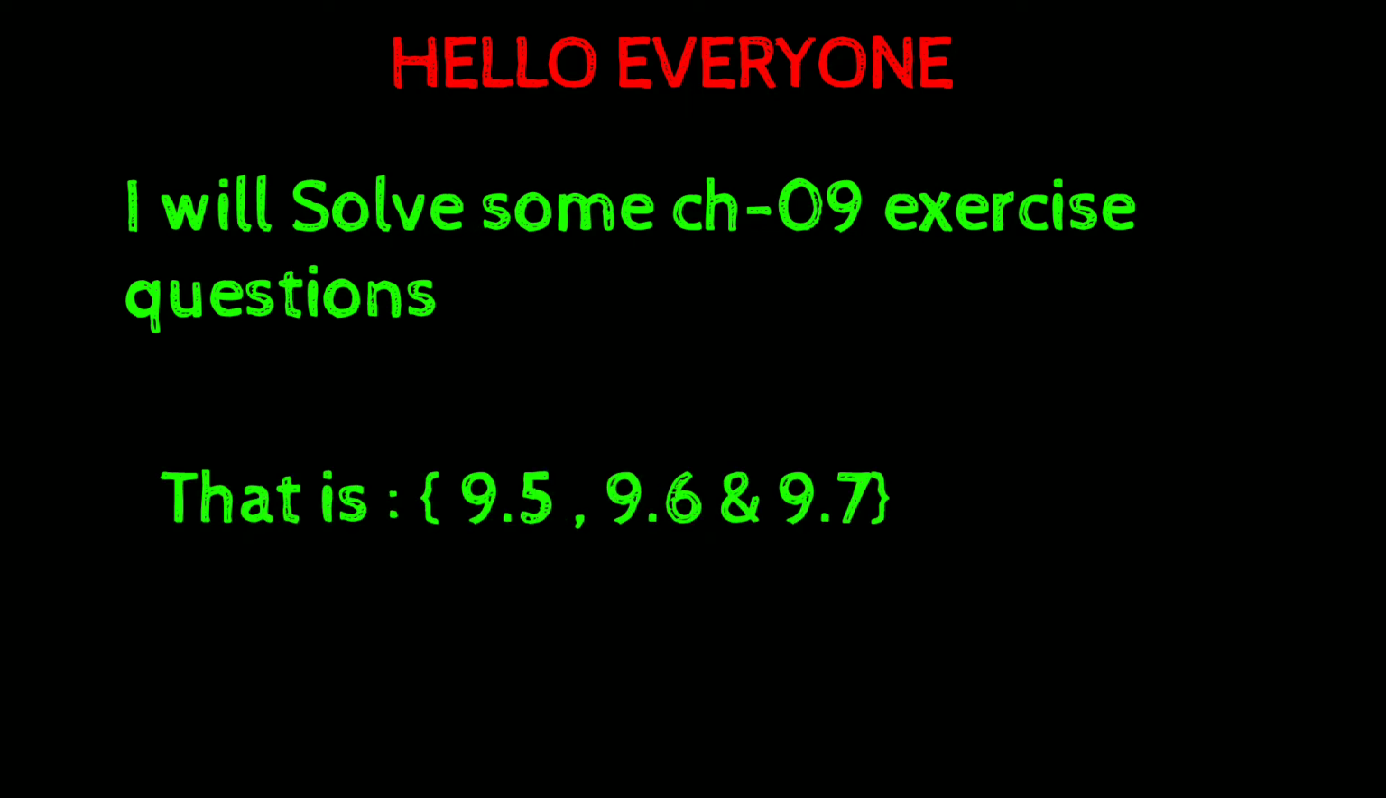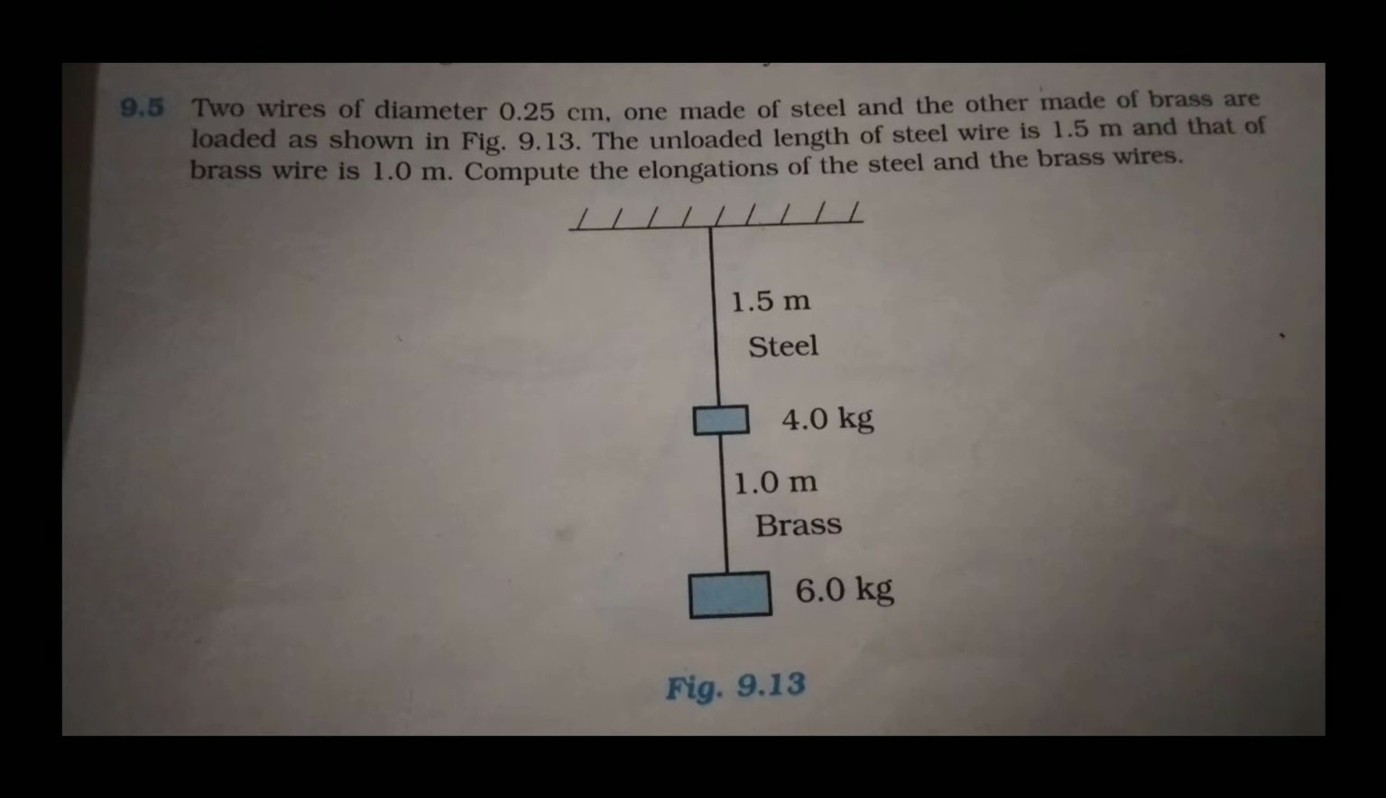Now move on to our first question, that is 9.5, and the question is: two wires of diameter 0.25 cm, one made of steel and the other made of brass, are loaded as shown in figure 9.3. Here is figure 9.3, you can easily see this. The unloaded length of the steel wire is 1.5 meter and that of the brass wire is 1 meter. Compute the elongation of the steel and the brass wire.